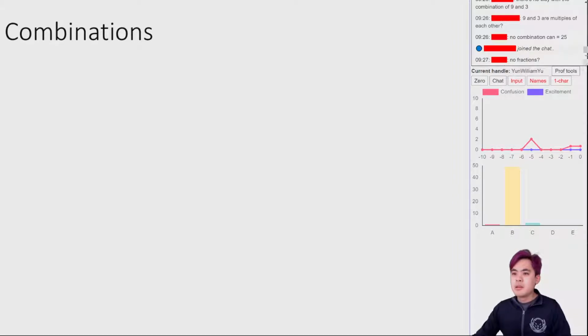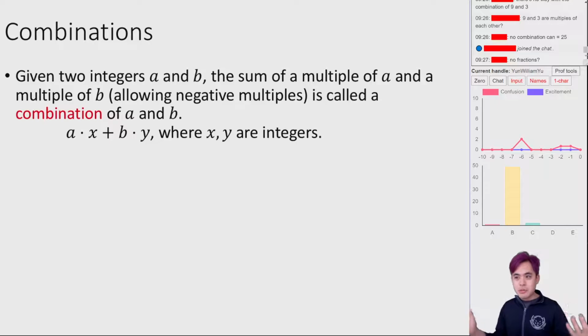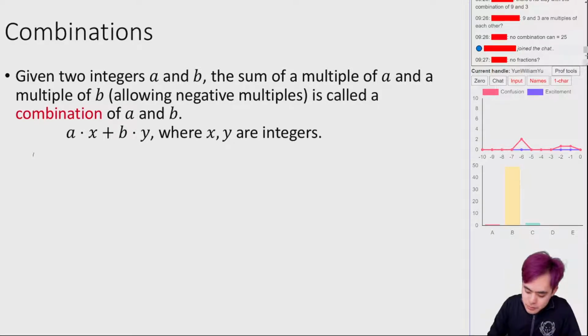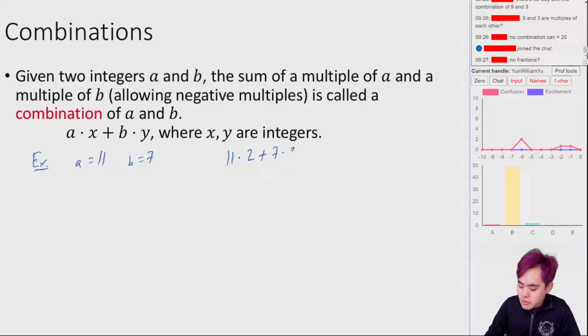So given two integers a and b, so given two numbers, the sum of a multiple of a and a multiple of b, if you allow for negative multiples, is called a combination of a and b. You can think of this mathematically as a times x plus b times y, where x and y are both integers. So as an example, 11 times 2 plus 7 times 3, which is equal to 43, is a combination of 11 and 7.